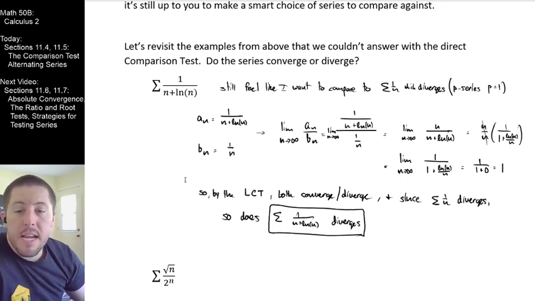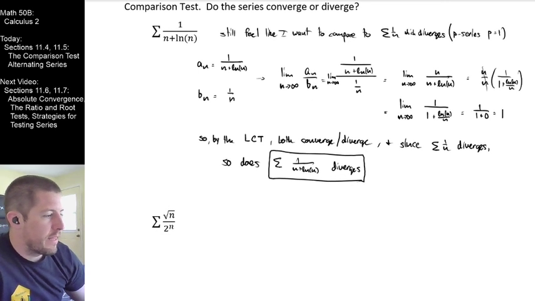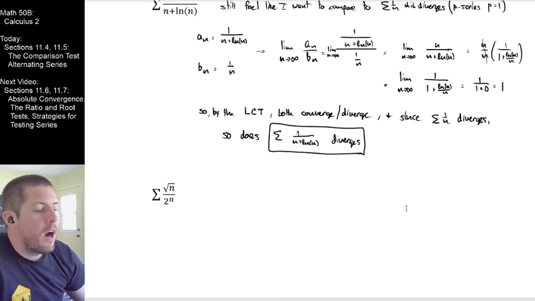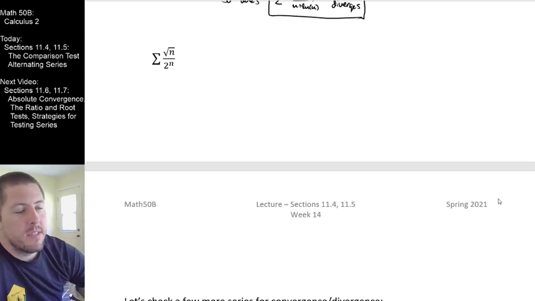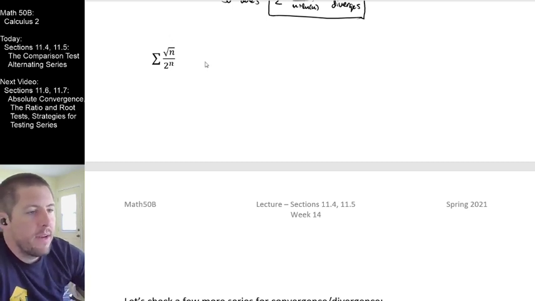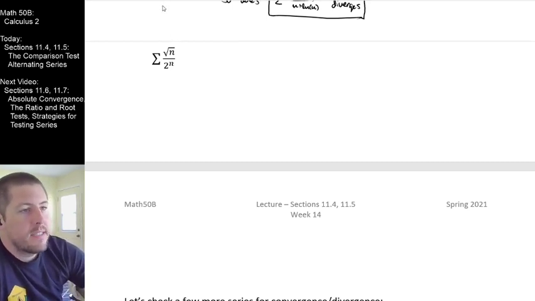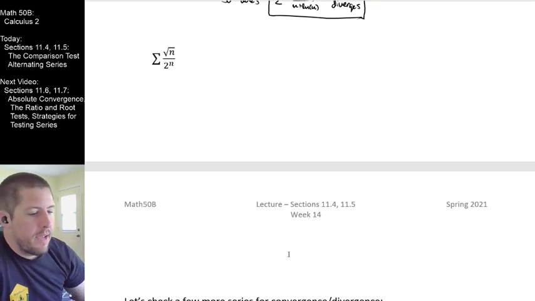Cool. So it looks like the regular comparison test didn't get us there, but the limit comparison test did, which is pretty cool. Let's see if we can make that work out one more time right here. Our next series that we failed to get information about up above was this series root n over 2n. And I'm going to say the same thing. I still feel like I want to be comparing this guy.